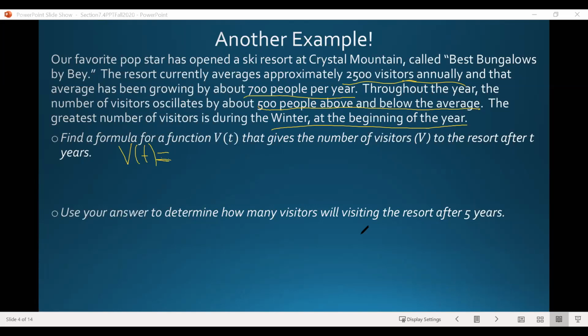So let's deal with that first, whether this is sine or cosine. Well, we're told in the problem that the greatest number of visitors happens during the winter, and that's at the beginning of the year, meaning that the trig function is at its highest value, which would be off the midline at the beginning of the year. So that tells us, because we're starting off the midline, we should have a cosine function.